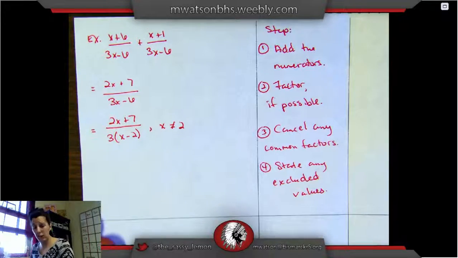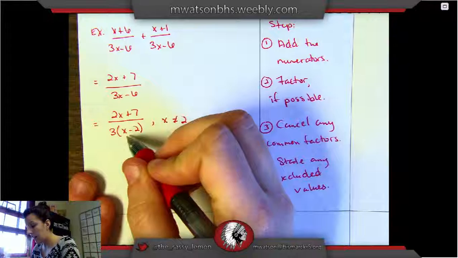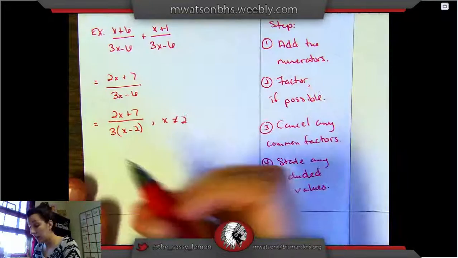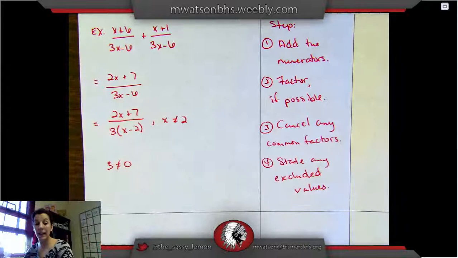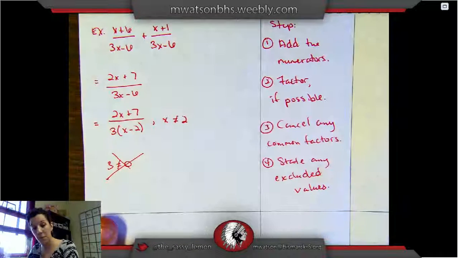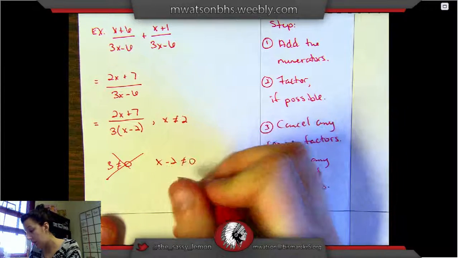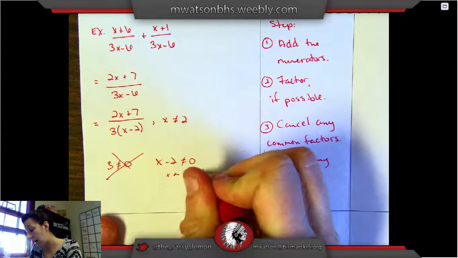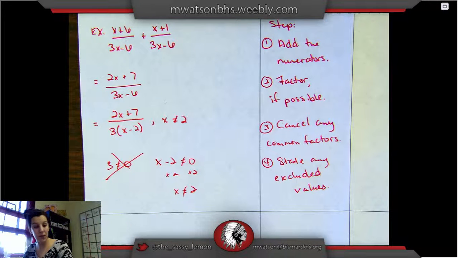If you need a little refresher on how we find excluded values, you only look at the quantities that have variables. So the 3 doesn't yield anything. If we tried setting it not equal to 0, it wouldn't even make sense, so we'd just cross it off. But x minus 2 does not equal 0. We would add 2 to both sides, and that's how we got this excluded value. And that's it. We're done.